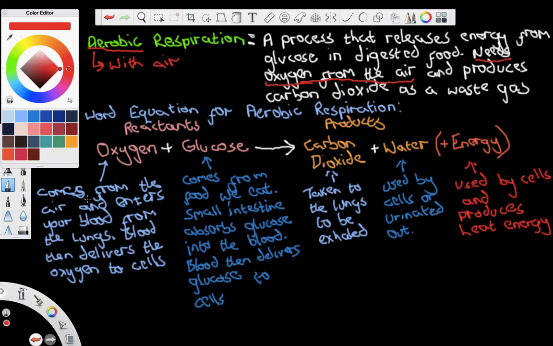We take it into our lungs, which then moves it into our blood, and it then gets transported to our cells that use it in respiration. Glucose comes from our food. The small intestine puts it into the blood, takes it to our cells, where it's added to oxygen to create carbon dioxide, water and energy. Carbon dioxide is taken to the lungs and you breathe it out. Water is used by your cells, or you urinate it out or you exhale it, and energy is used by cells and produces heat energy.